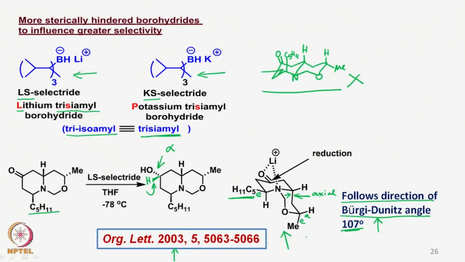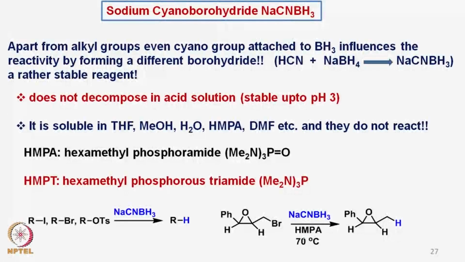As we discussed earlier, whenever there is a preference of L-Selectride versus K-Selectride, we prefer L-Selectride. In a similar fashion, when we have LS-Selectride versus KS-Selectride, people prefer LS-Selectride where there is a solubility problem. Now we go to another reducing agent, which is sodium cyanoborohydride.